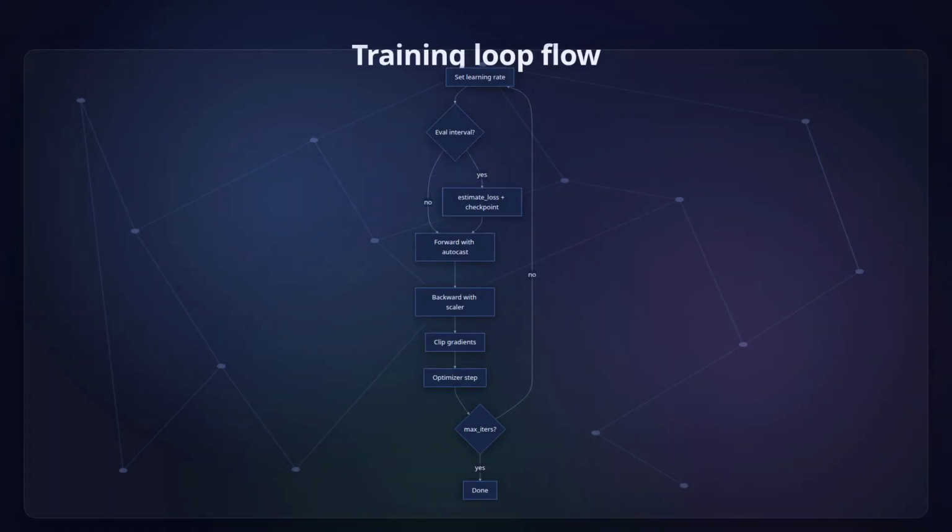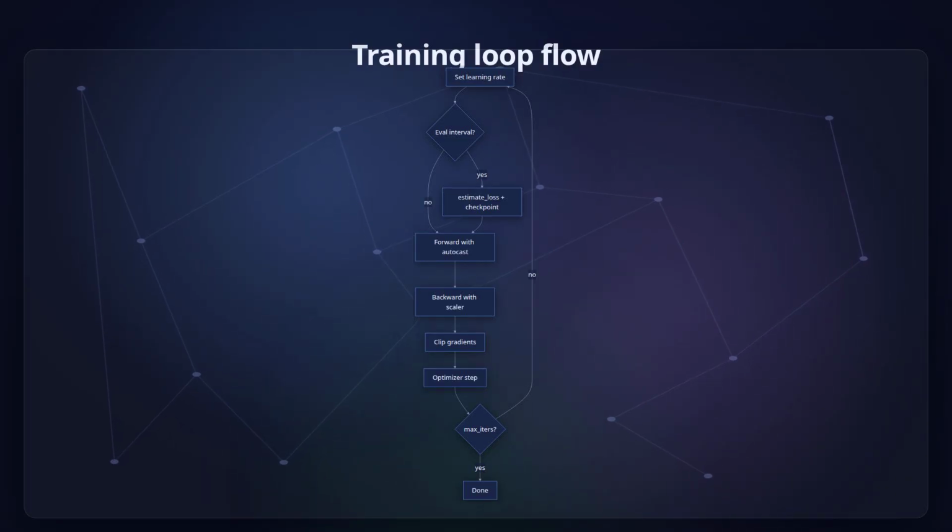The training loop is a standard PyTorch while loop. Each iteration: set the learning rate, optionally evaluate and save a checkpoint, run the forward and backward pass with gradient accumulation, clip gradients, then step the optimizer.